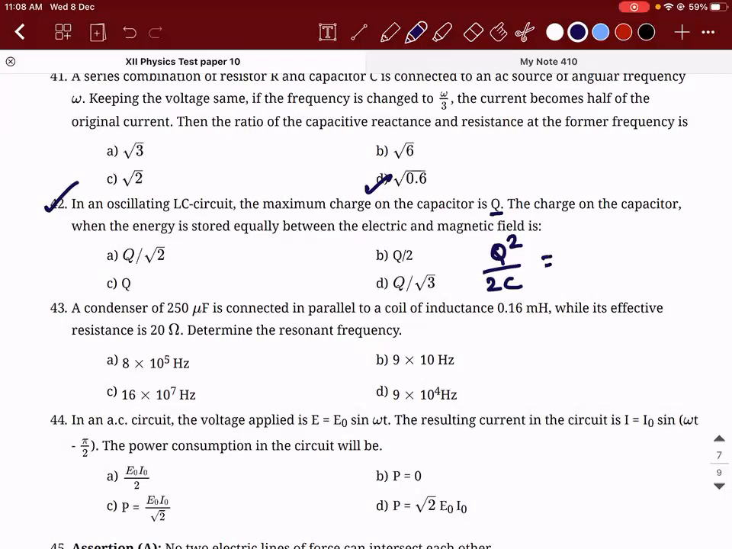They are saying Q square divided by 2C is equal to half the maximum charge on the capacitor. In an oscillating circuit, the maximum charge on the capacitor is Q. Then the charge on the capacitor when the energy is stored equally between the electric and the magnetic fields. So Q square divided by 2C is equal to half Li square. When this happens, they want to know what is the charge that is getting stored in it.